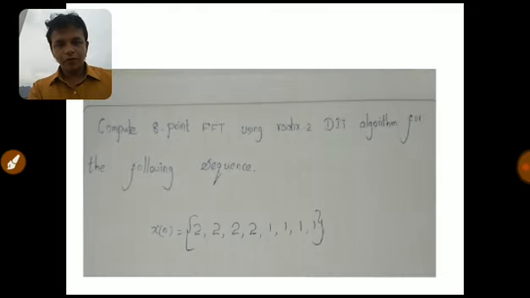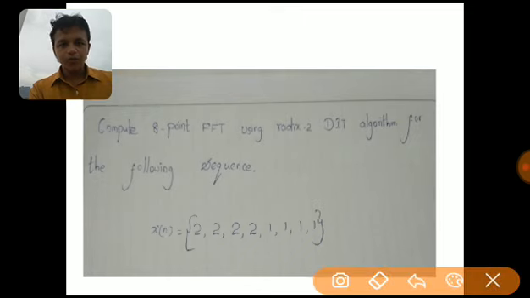So here is the question. This question was asked in a university theory examination in the digital signal processing paper for CSE students. It asks to compute the 8-point fast Fourier transform using the radix 2 DIT algorithm, and the sequence is given: x of n is equal to 2, 2, 2, 2, 1, 1, 1, 1.